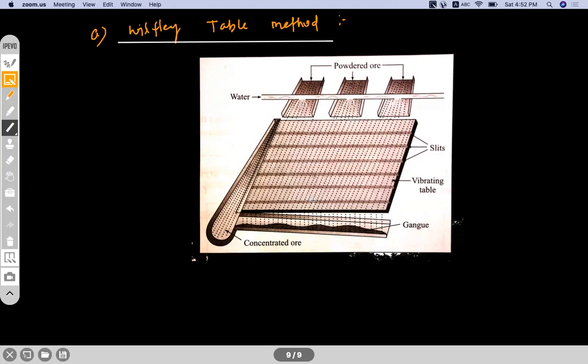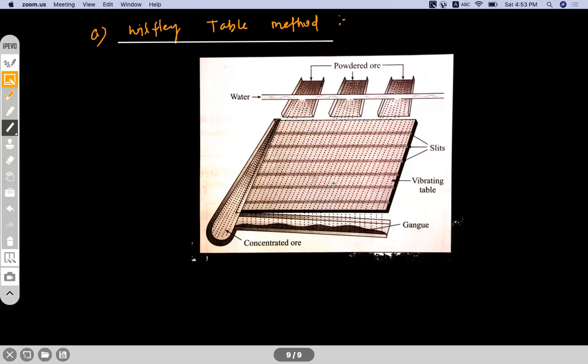So what happens? The concentrated ore, since we have a difference in specific gravity, all the concentrated ore will shift towards the right of the table, or our left, towards this side. Slowly it comes down from here to this side and accumulates somewhere over here. And the gangue, or the impurities, come along with the water and fall down over here. There are slits we use to separate the ore, the metals, and the impurities present in it. So whatever compounds or elements have a difference in gravity will be separated by this method like this.